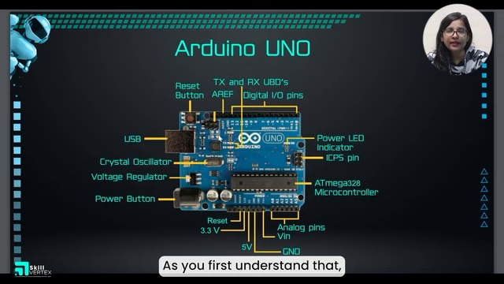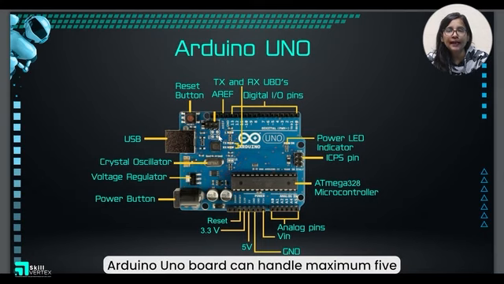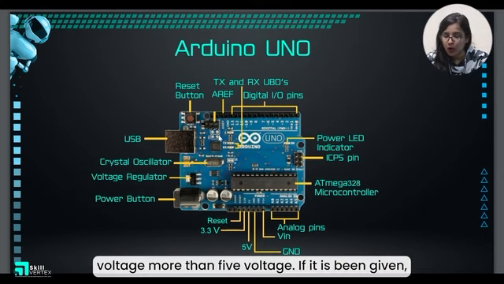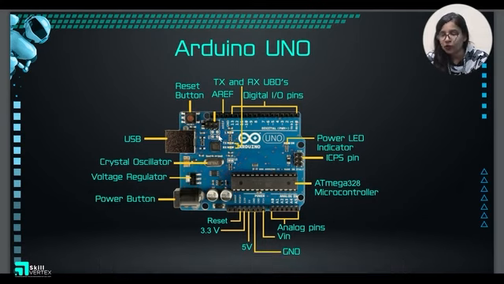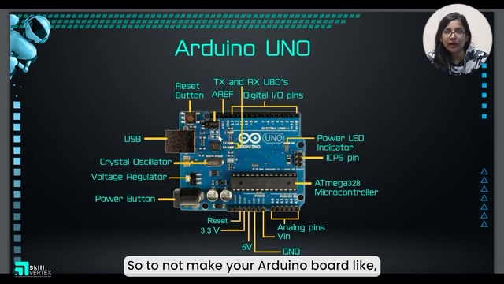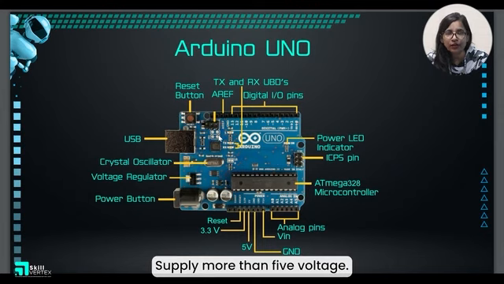First, understand that the Arduino Uno board can handle a maximum of 5 volts. If more than 5 volts is given, there is a chance that it may get damaged. So to not harm your Arduino board, don't supply more than 5 volts. If by mistake 8 volts or something is supplied, it will regulate that voltage and convert it into 5 volts.